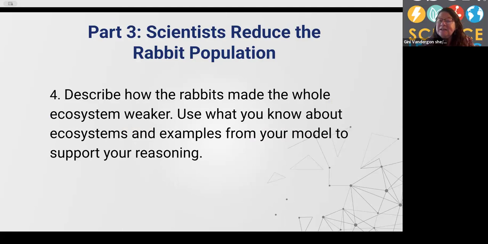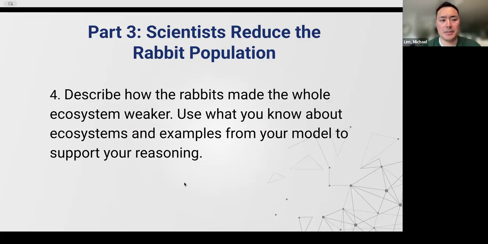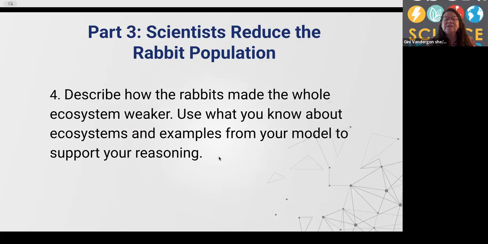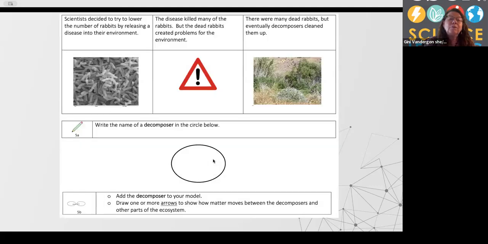How did the rabbits actually make the ecosystem weaker? They consumed all the plants, so the kangaroos now don't have any plants to eat. Right, and getting students to make those connections. There'd be several things they could talk about, right? One of them would be the kangaroos, but they could talk about other aspects of the ecosystem if they have that knowledge. So what scientists decided to do was add disease to lower the numbers.